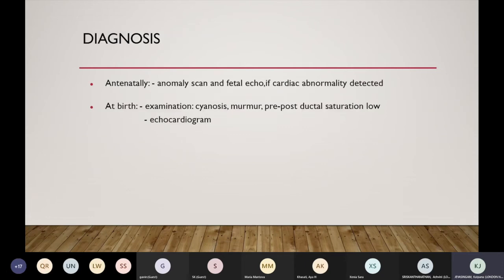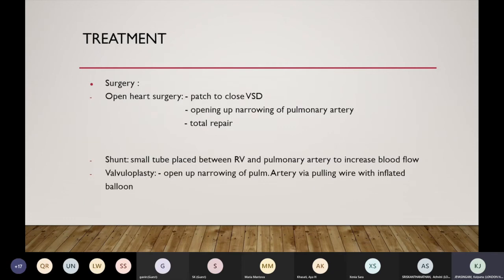As I said, usually antenatally it is picked up and a fetal echo will be done to identify which cardiac defect it is, so that the baby will be delivered in the appropriate cardiac center. At birth, you would examine to see whether the baby is cyanosed, listen for the murmur, do a pre and post ductal saturation, and you would do an echocardiogram.